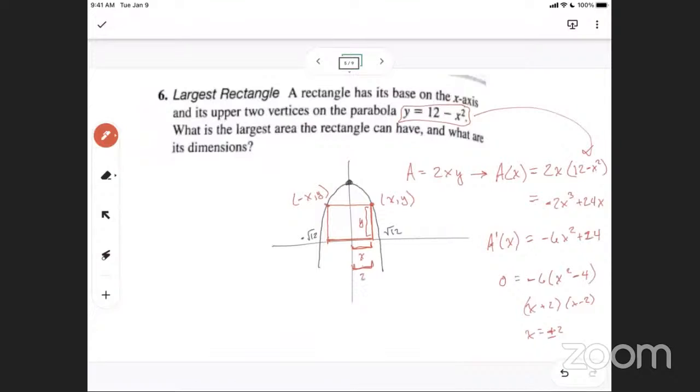Now, if x is 2, what's y? I plug it in, right? y is going to be 12 minus 4, which is 8. So y equals 8. So the area is equal to 2 times 2 times 8, which is 4 times 8, which is 24. Oh, sorry, 32. I almost did the same thing. So it's 32. They didn't give us units, so we'll just call it units squared.